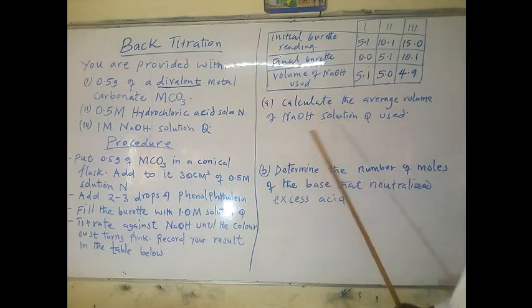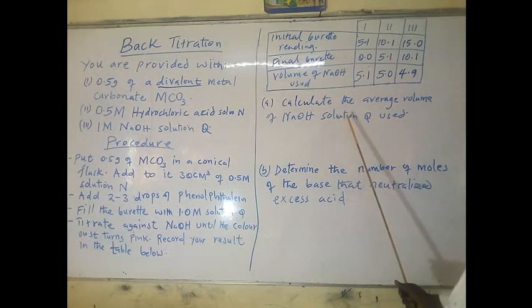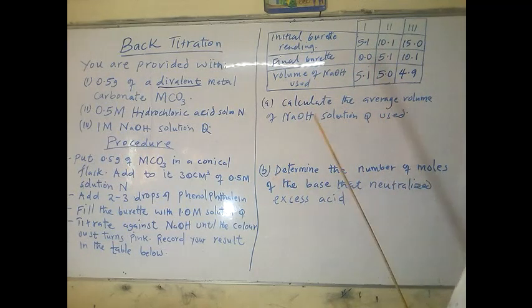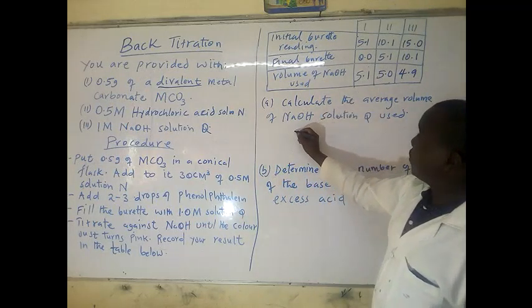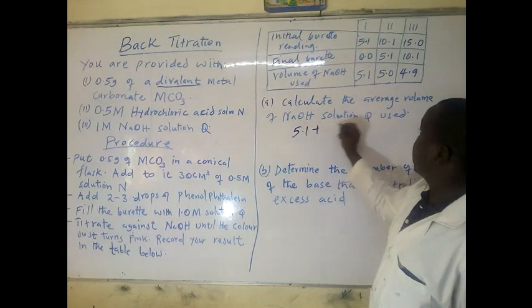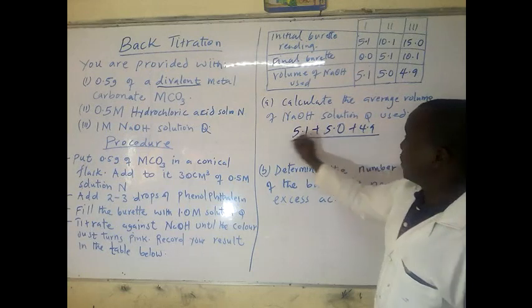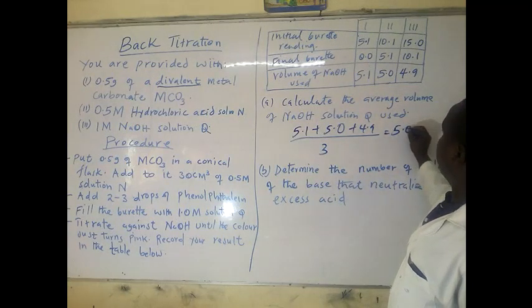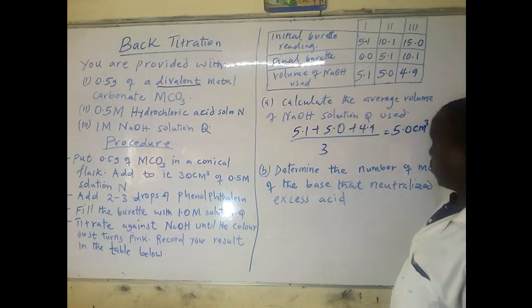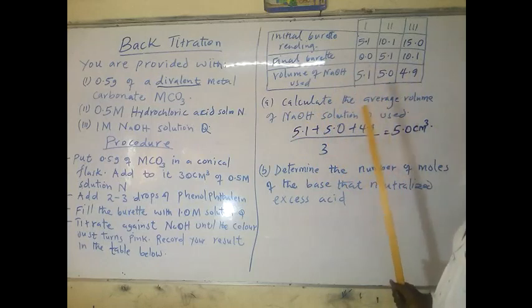So the next question is, calculate the average volume of sodium hydroxide solution used. So the average, you must show your working. Therefore, we have 5.1 plus 5.0 plus 4.9 divided by 3, which would give us 5.0 centimeters cubed. So our average of the sodium hydroxide used is this one.